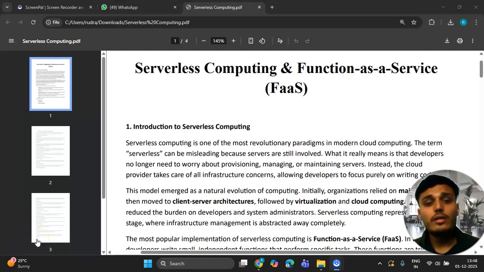Hello and welcome to again an amazing topic: serverless computing and Function as a Service. It plays an important role in cloud computing. FaaS introduction.